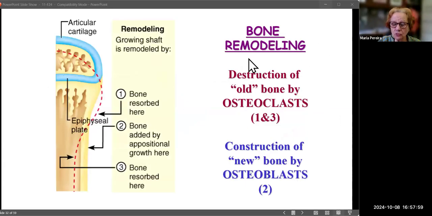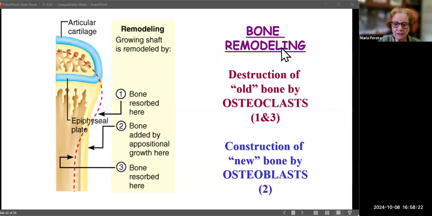Okay, so we go to bone remodeling, and this will answer the question: where do we still have osteoblasts and osteocytes and osteoclasts? Anyway, this is known as bone remodeling. That happens in adult life all the time.